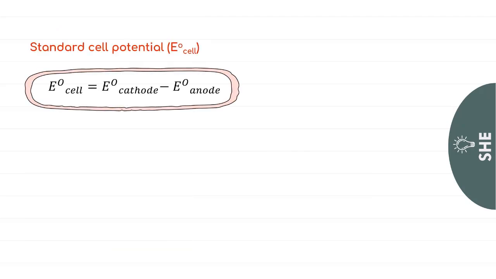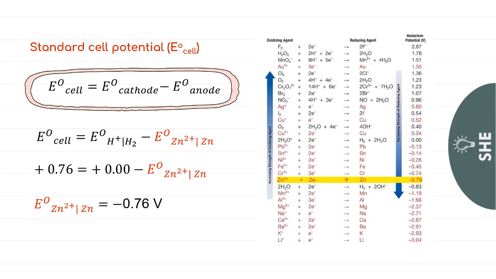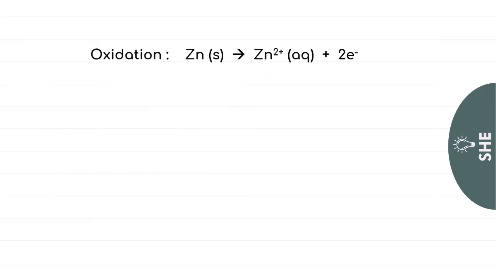The general formula begins with standard cell potential equals the electrode potential of the cathode minus the electrode potential of the anode. Simply substitute the values. Finally, we get the electrode potential of zinc, which is negative 0.76 volt. This value is one of the elements that make up the standard reduction potential, SRP, table. Zinc will undergo oxidation and hydrogen will undergo reduction.